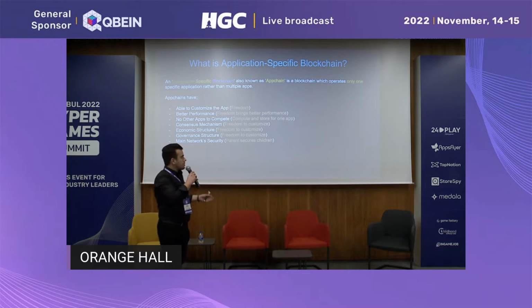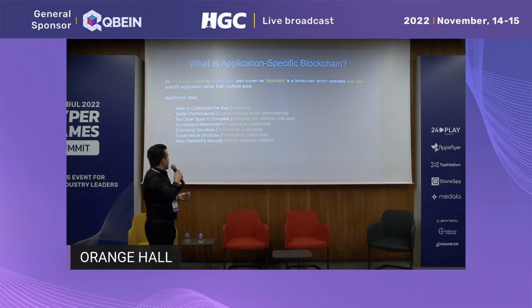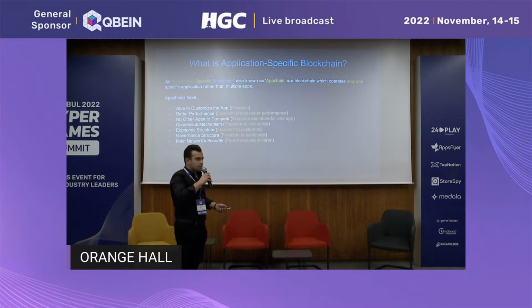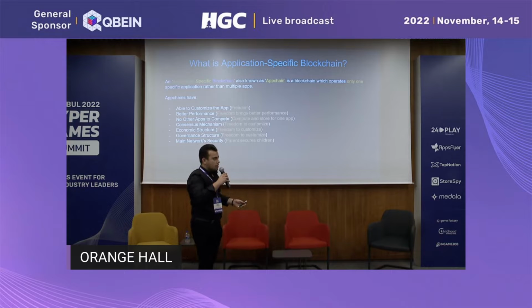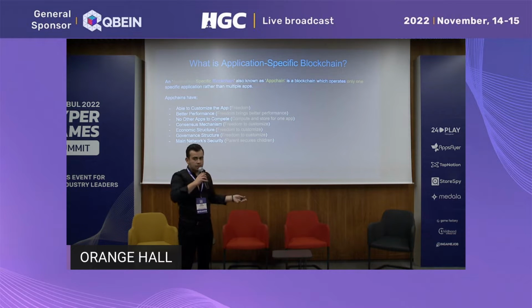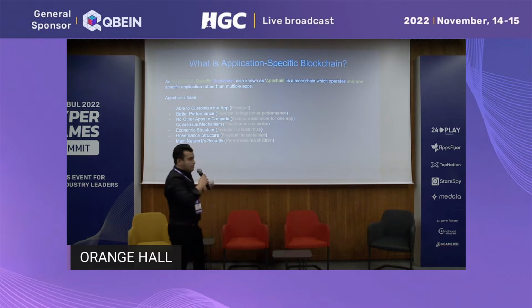There are features of the application-specific blockchains. You are able to customize them however you want. Like for your consensus mechanism, you can customize the consensus mechanism for your business requirements. You can customize your economic structure. You can customize your governance structure. By this way, all this freedom brings you better performance because, as with storage or a transaction queue, you are not waiting for traffic, you are not competing with other apps. So it will bring you better performance as an application. I will detail them later on.